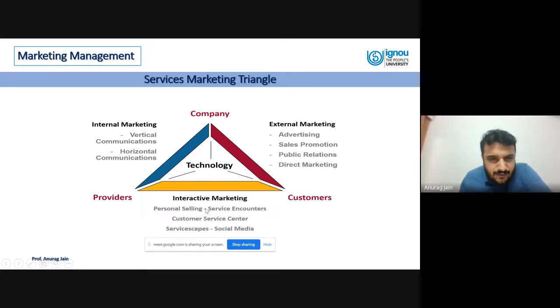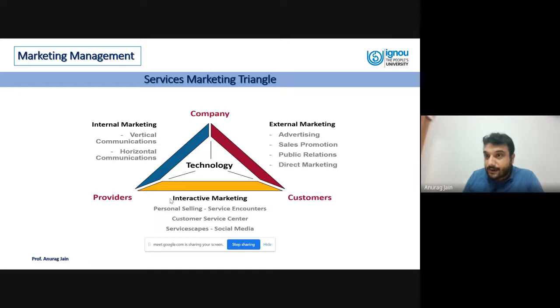And there are many possible ways. So they may do personal selling where there are service encounters, right? For example, if you are traveling through a flight, first you go to a boarding counter for check-in or possibly for collecting your boarding passes, and here the service encounter actually happens. The second possible way is customer service centers, which are over there, and they are going to help you in one way or another. And servicescapes, also known as social media, will help you to create your overall experience.